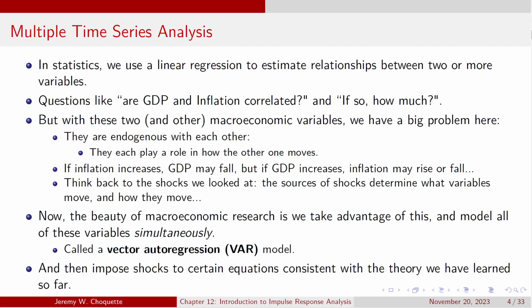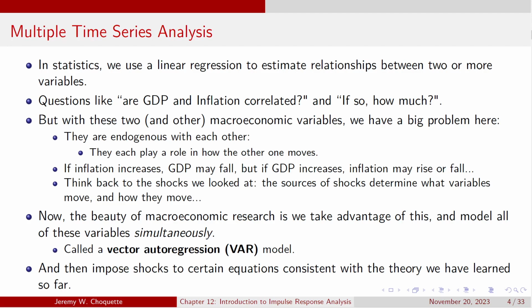It's like a what-came-first, the chicken or the egg type thing, right? That's a decent litmus test for endogeneity: if you can make an argument for one thing moving and then the other moves, but you can also make an argument for that second thing moving and then the first thing moves, there's a causation problem here. Which one caused which, right? If inflation increases, you could see GDP falling, but if GDP increases, inflation could also rise or fall, right?